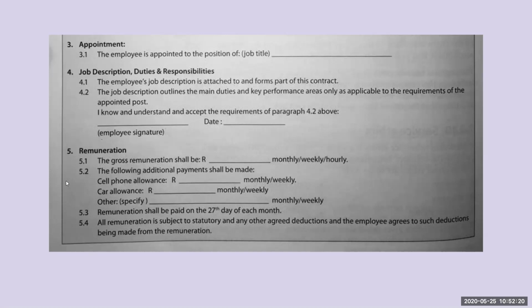Remuneration shall be paid on the 27th day of each month. So a contract always states this as well because employees need to plan. So say, for example, I have a bank loan and I have to pay it every month, then I know it's safe to say, okay, the bank can make that deduction on the 30th because by the 27th, I will already have been paid. All remuneration is subject to statutory and other agreed deductions. So these again, guys, are my deductions as my pay-as-you-earn taxes that are paid to SARS on my behalf by the employer, or my UIF, or for example, if I agree that I will contribute to a pension fund, that will be deducted from my salary.